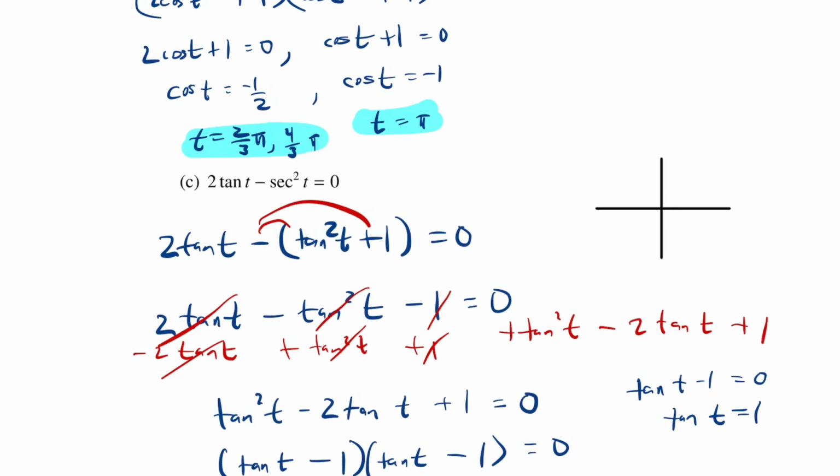So the two solutions, or the two angles which have a tangent of 1, would be pi over 4 and 5/4 pi. So pi over 4, 5/4 pi, and that is the end of the section.